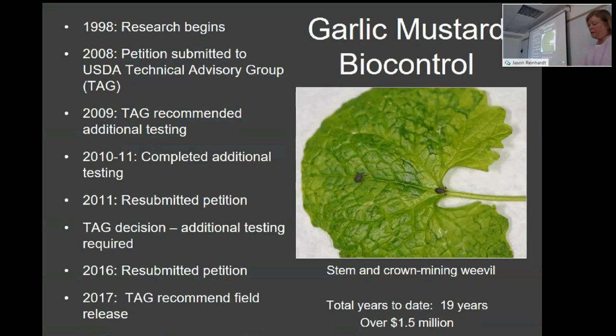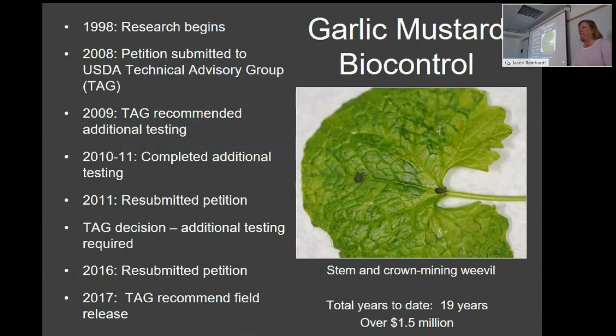So there's been so much host specificity testing, different petitions have been submitted. Finally, the USDA's technical advisory group recommended field release. The next step is an environmental assessment. If there's a finding of no significant impact, then APHIS will make a decision on whether or not these bioagents can be released in the United States.